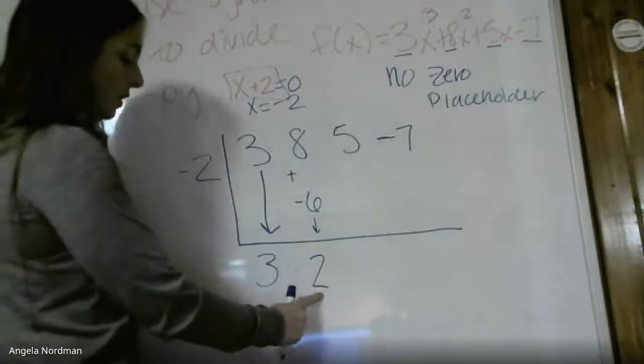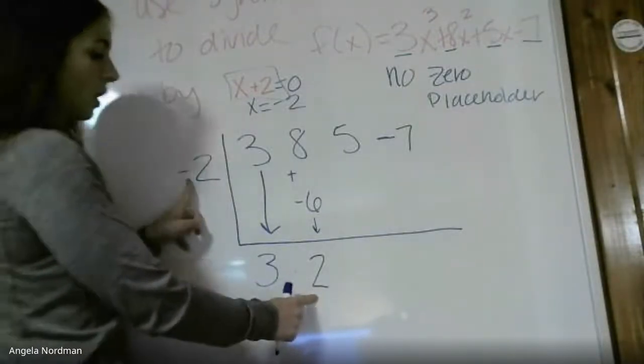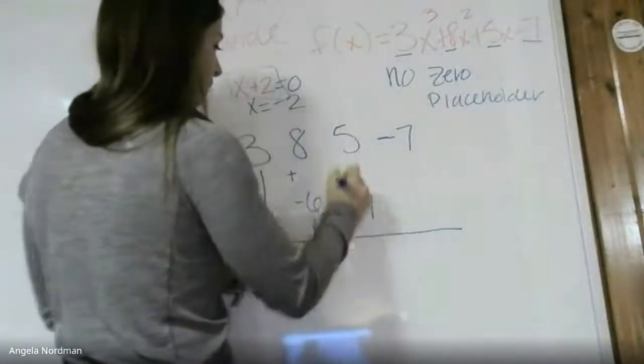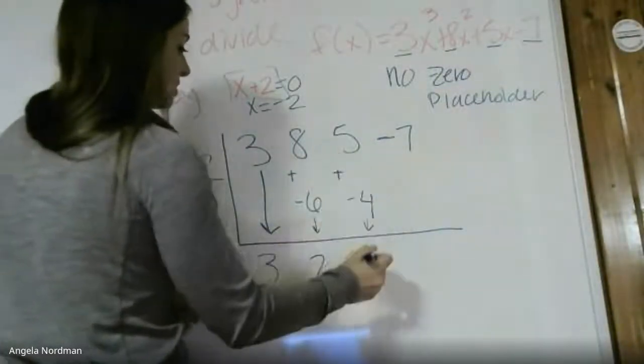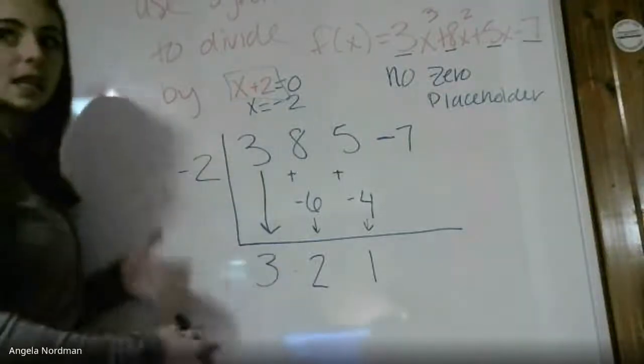Now again, I go with this bottom, multiply it by my outside, 2 times -2. That gives me -4. That number goes over here. Again, I add those two up and that number comes down. 5 plus -4 is 1. I keep this cycle going.